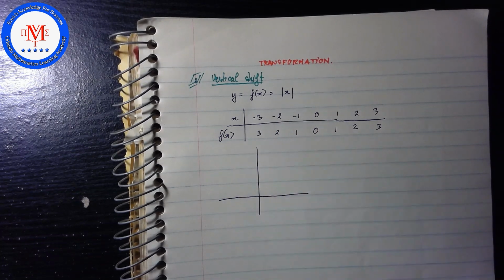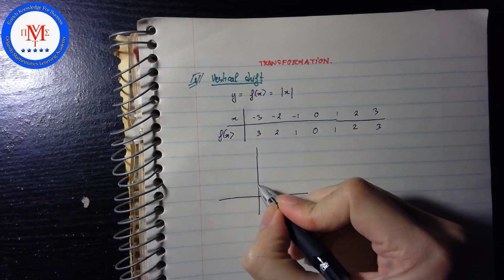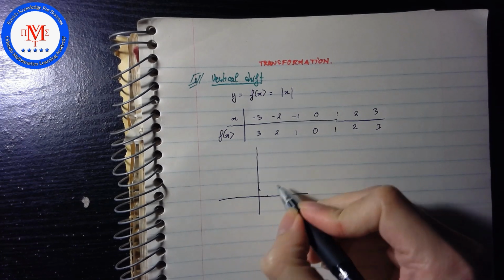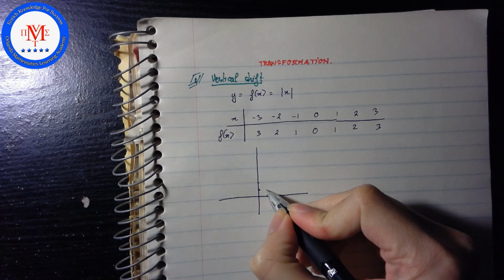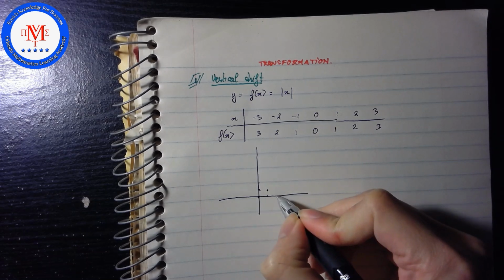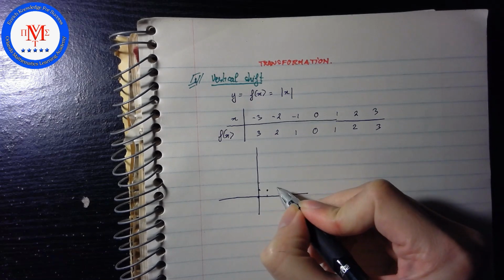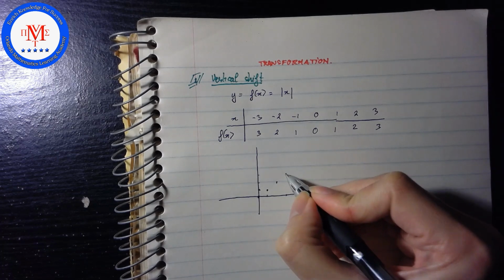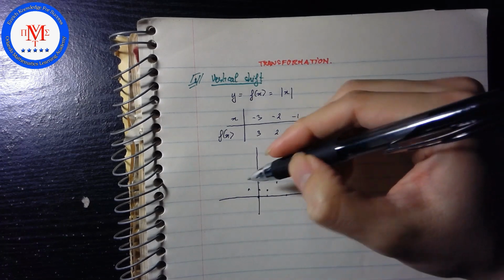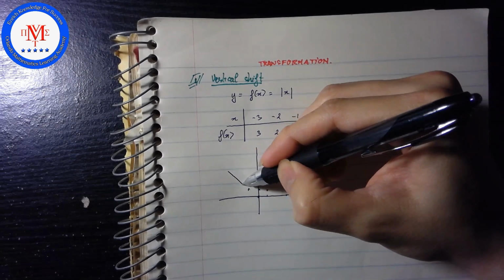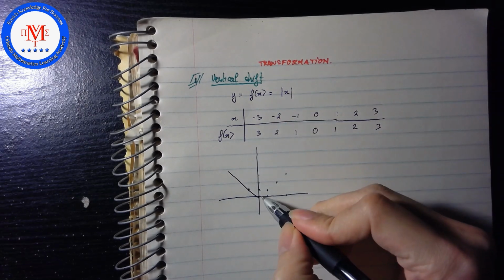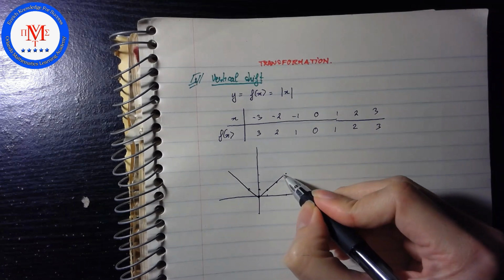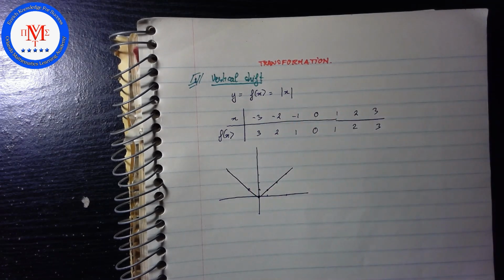So x equal to 1, we have 1, 1 here and 1 here, we have 0, 0 here, 2, 2, we have 2, and 3, 3, we have 3. So we have the graph looking like this. We already learned how to graph this in a previous lecture.